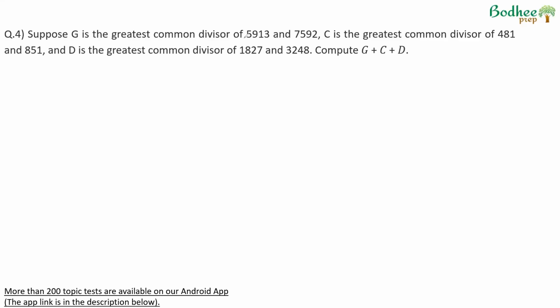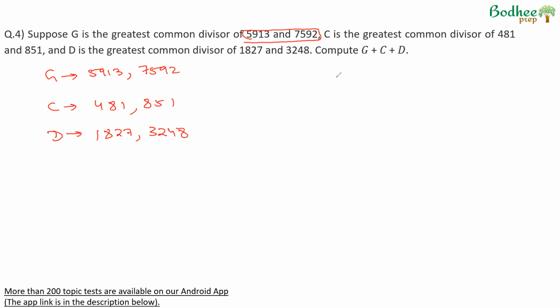Suppose G is the greatest common divisor of 5913 and 7592. C is the greatest common divisor of 481 and 851. D is the greatest common divisor of 1827 and 3248. Compute G plus C plus D. So G is the HCF of 5913 and 7592; we can look at the difference or try to factorize. C is the HCF of 481 and 851; taking the difference may not be a bad idea. So direct calculating HCF is what we have to do.